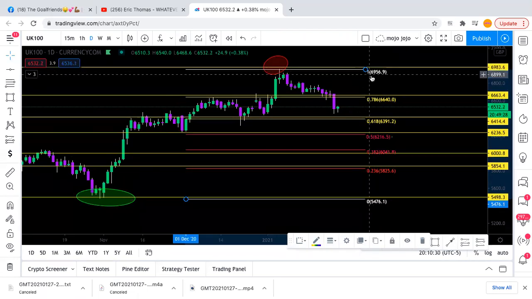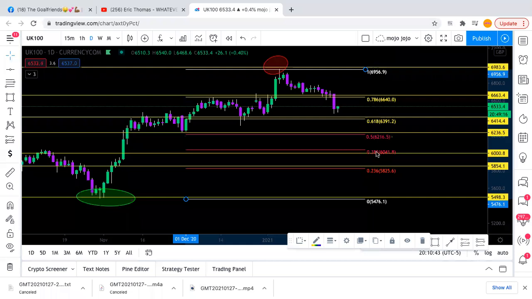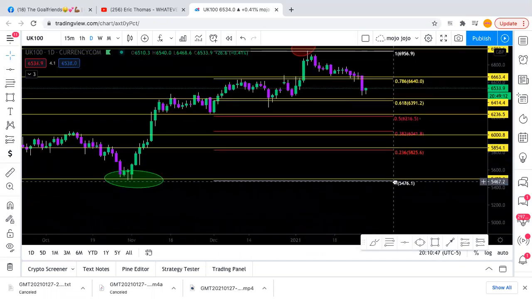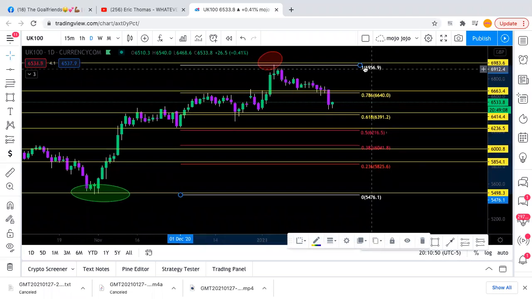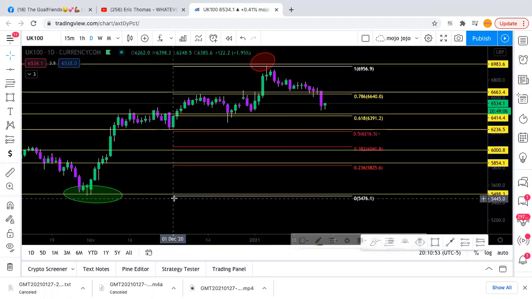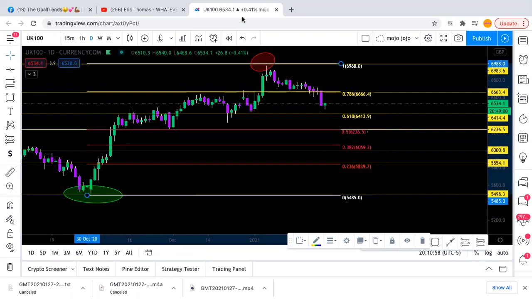So you look at the fib, there's a number 1 right here, and then there's a price, 6956 point, okay? Then you have the 0.786, 0.618, 0.5, 0.382, 0.236, and the 0, okay? The 0% is where you started from. The 100% is where you went to, okay? All right. So at the 0 level and the 100% level, you can expect reversals.